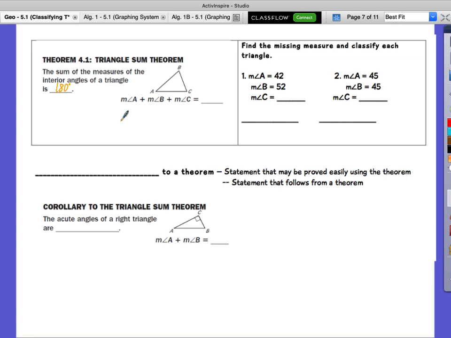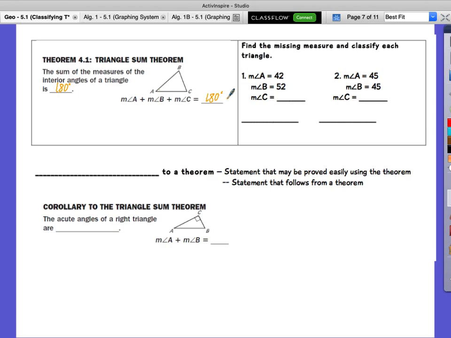It's saying, hey, if we add all three angles up, we get 180 degrees. So the measure of angle A, B, and C would be what if we had them together? 180 degrees. That's all that's saying. So if we have this example here, directly to the right of it, find the missing measure and classify each triangle. So if we have measure angle A, measure angle B, could we find measure angle C? How?